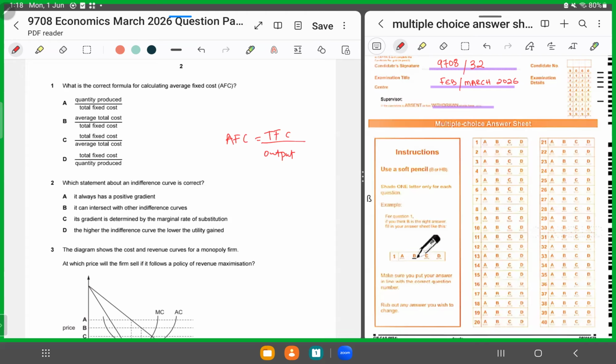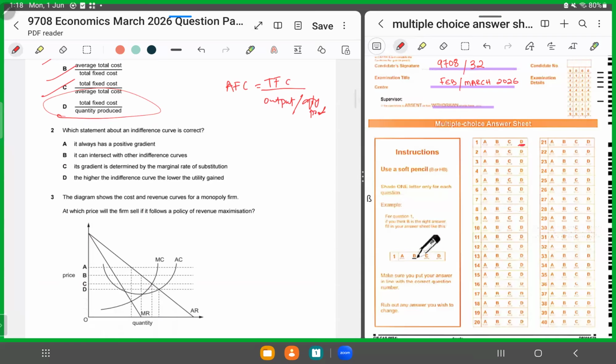A says quantity produced upon total fixed cost. That's incorrect. B says average total cost upon total fixed cost. Again, that's incorrect. C says total fixed cost upon average total cost. That's incorrect. The denominator is incorrect. D is the correct answer, which says total fixed cost divided by the quantity produced or the output. So for 1, we'll shade in D as the correct answer. Moving forward, MCQ number 2.